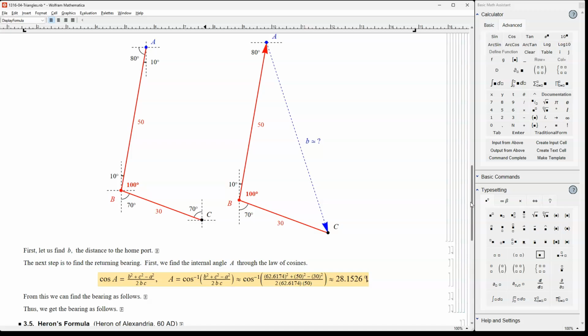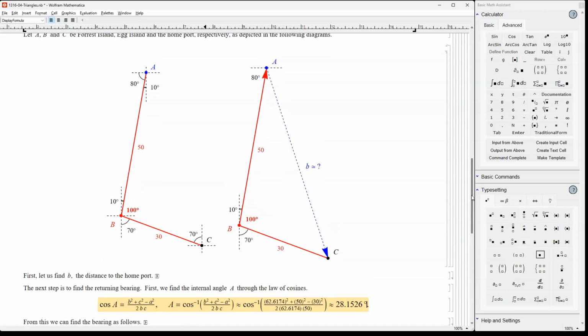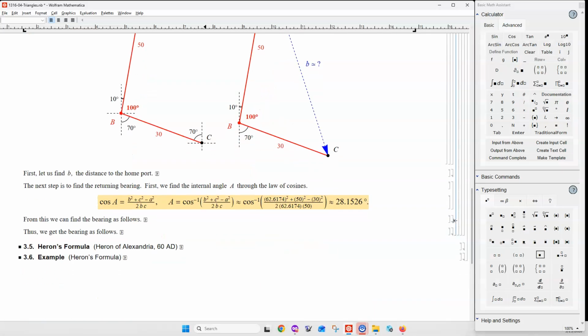You got 28.15 degrees. But then again, what's the bearing? So we have to come south and a bit west. So this is what we need. This angle here, that's the question. Good luck. I'll leave you here. Good luck. Well, here's the answer.